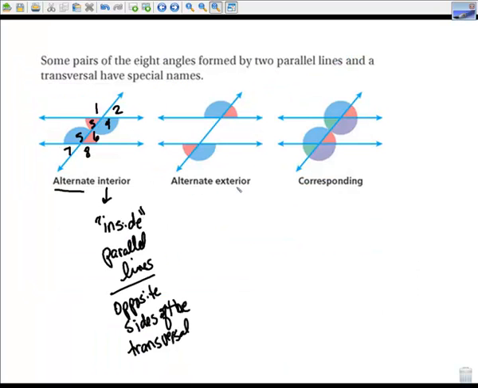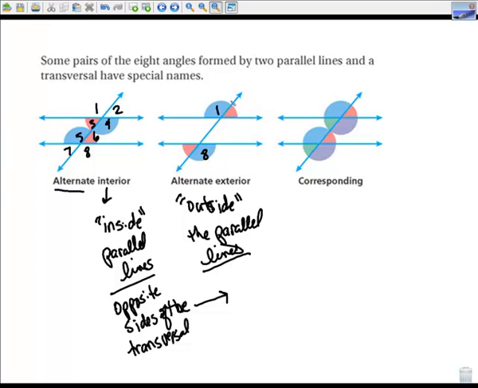We also have alternate exteriors. So they are outside the parallel lines. And again, they are still on opposite sides of the transversal. So 1 and 8, 2 and 7. So these are called alternate exteriors. And again, we can see by the color coding here that they are congruent.